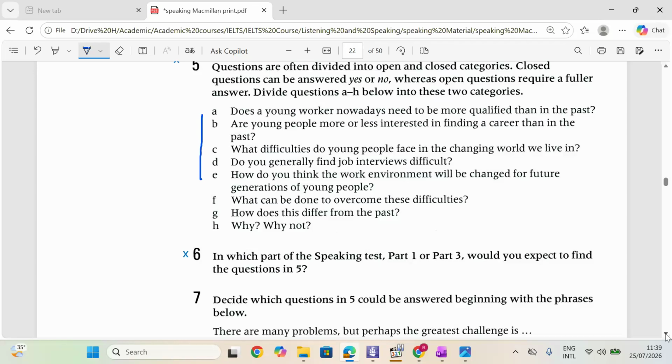Okay, who's ready? If you are ready, raise your hand, please. I'm the first to raise his hand. Okay, Yusuf, go ahead. Which question are you going to answer? I think that it's A. It's the one I'm going to answer. Does the young worker nowadays need to be more qualified than in the past?